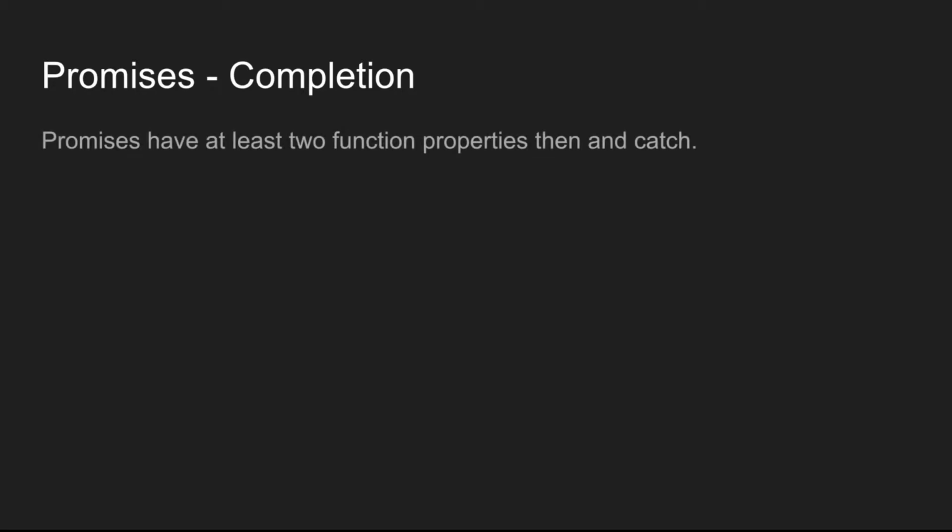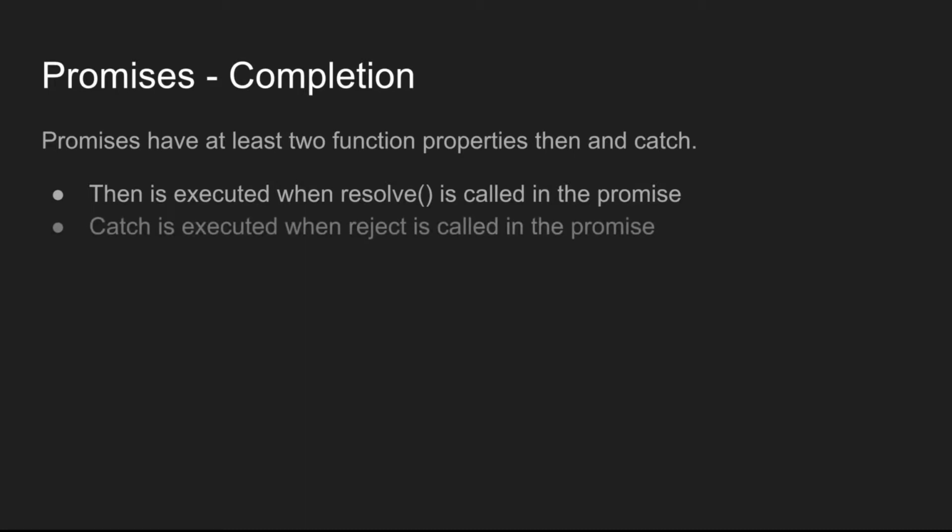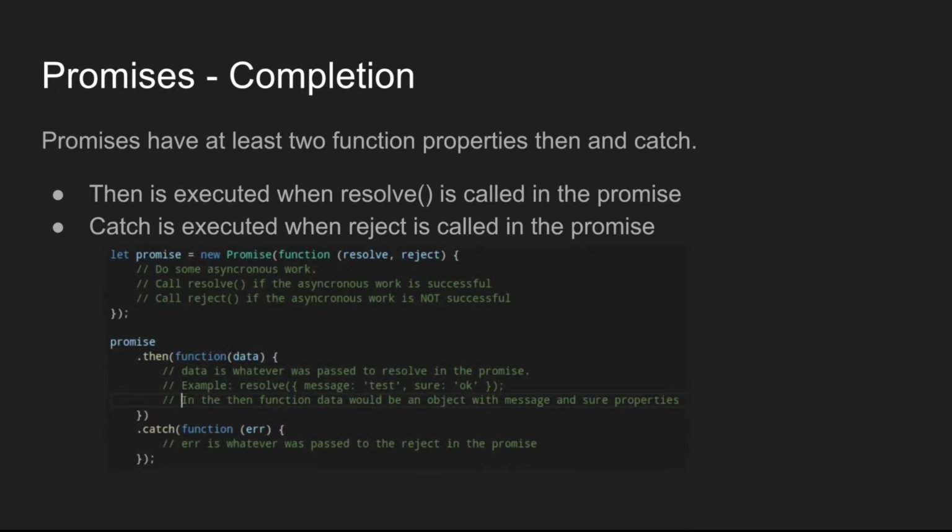And here's an image demonstrating how you can create a new promise in JavaScript. All right, so promise completion. Promises have at least two function properties called then and catch. Then is executed when resolve is called in the promise, and catch is executed when reject is called in the promise. And here's an image demonstrating that.